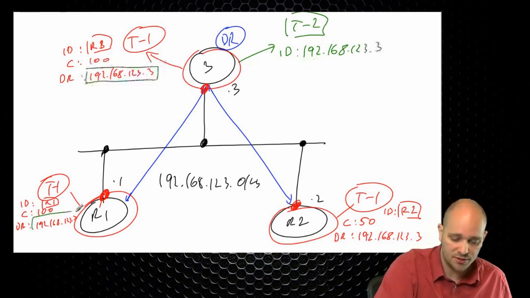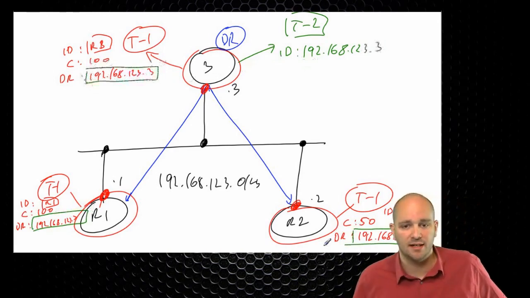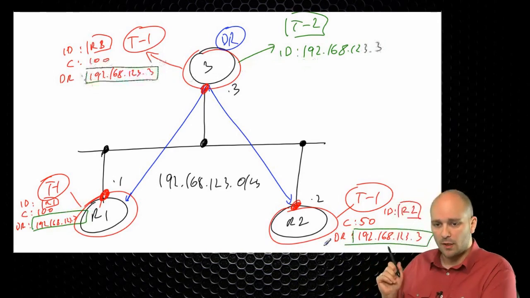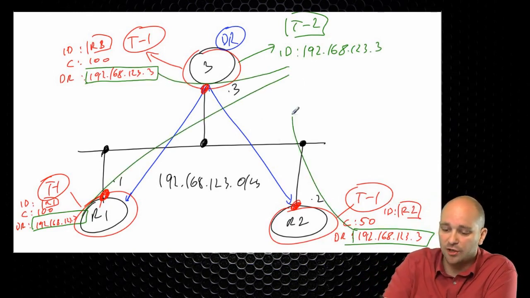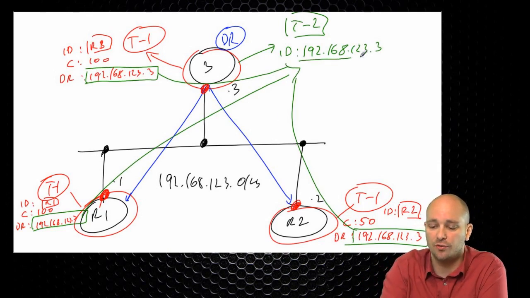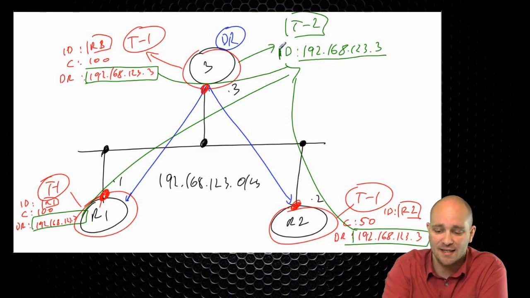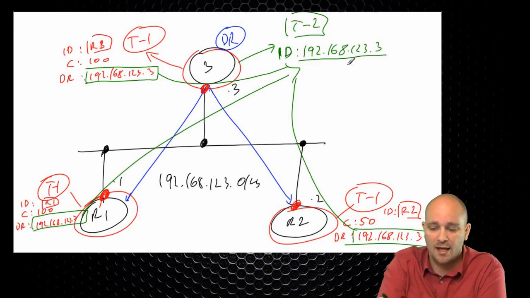Now, take a look at this. All of these routers are actually listing the IP address of the designated router as the key to look up type 2 LSA. So they're telling other routers, if you need more information, look into this LSA. So the ID of type 2 LSA will actually be the IP address of the designated router on the segment.